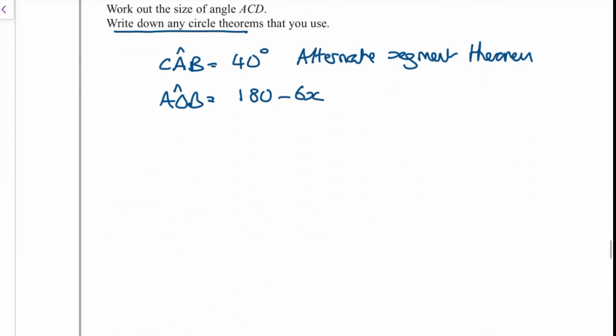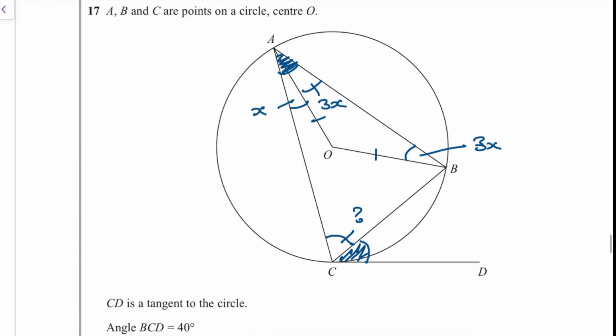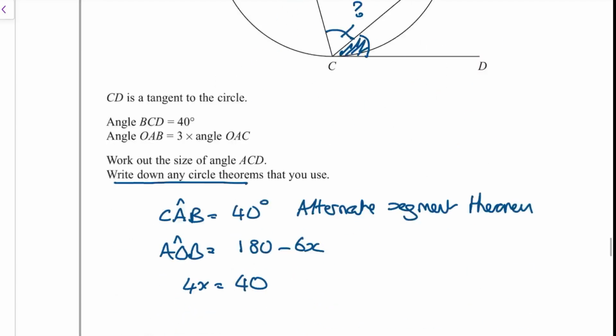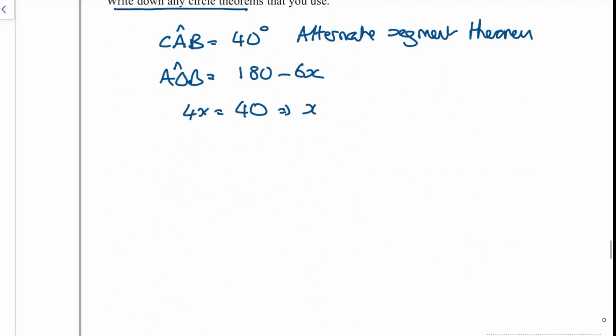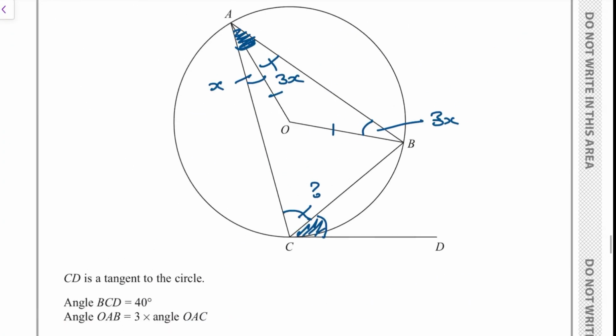Oh, sorry, I just realised what I'm doing. Yeah, 180 minus 6x. However, 4x is equal to 40. In other words, this is 4x here, which is 3x plus x. So 4x equals 40, which means that x is equal to 10, which means that this is 180 minus 60, which is 120 degrees. Okay, good. Don't like this question.